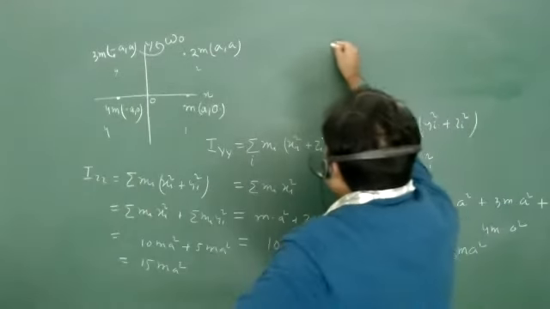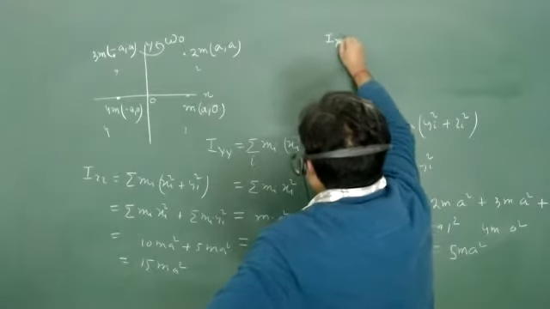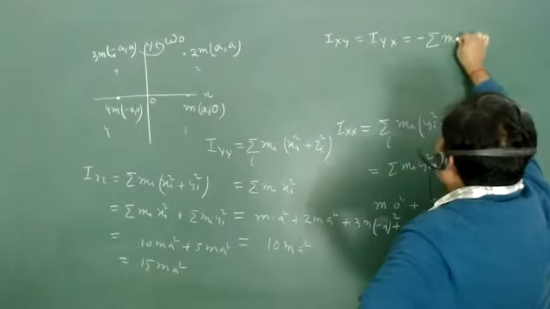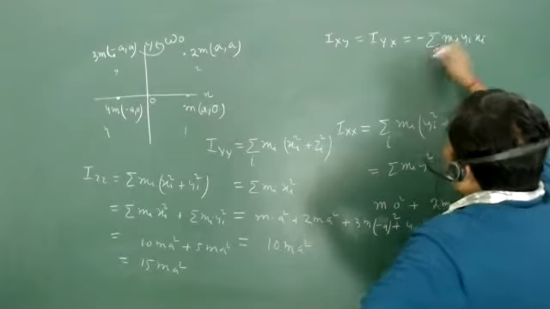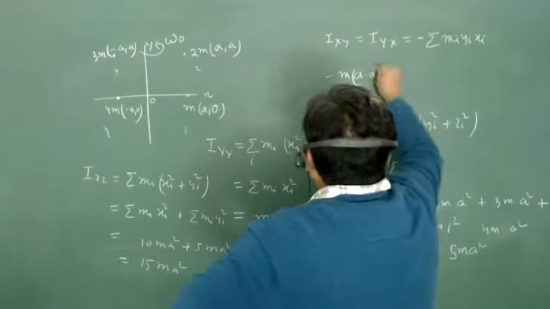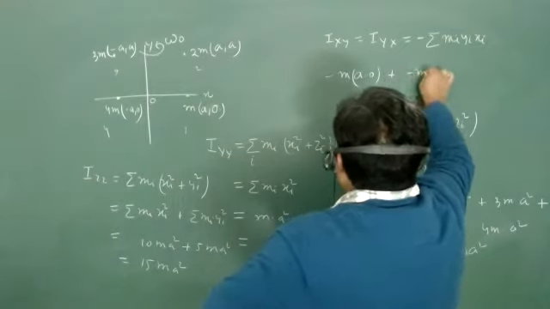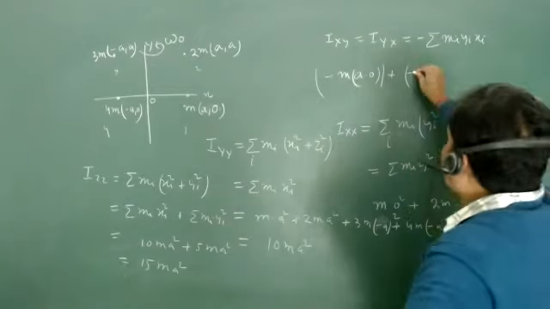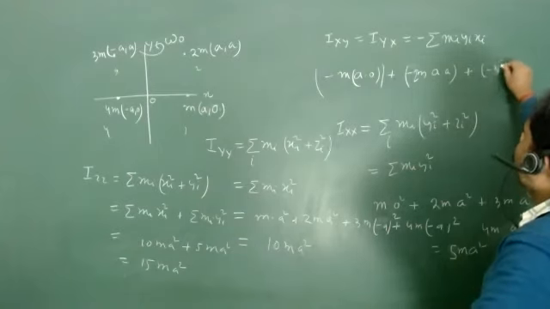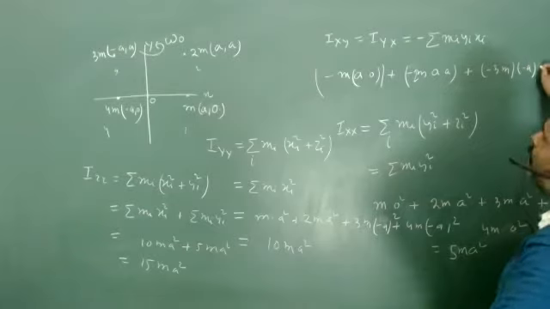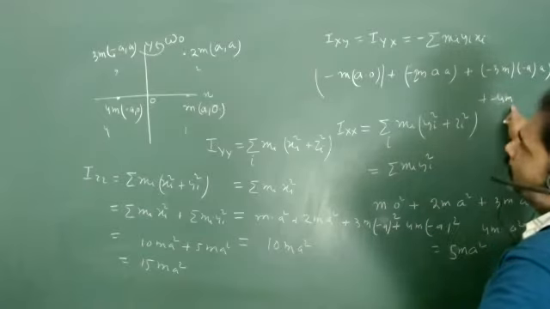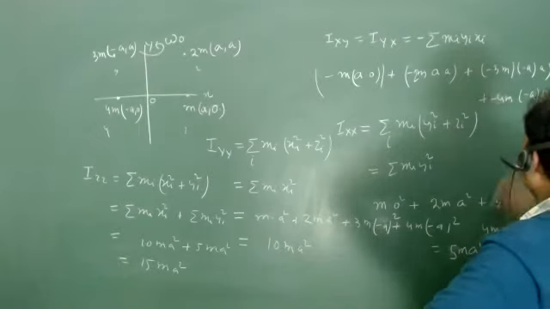Now, what will be I xy? I xy is equal to I yx is equal to minus summation over mi yi xi. You can take either xi yi. What will the first term be? Minus m a into 0. Plus minus m, minus 2m, obviously a into a. Okay, what will the third one be? Minus plus 3, minus 3m, minus a into a. The fourth one is minus 4m plus 4, minus 4m, minus a into 0. Okay?